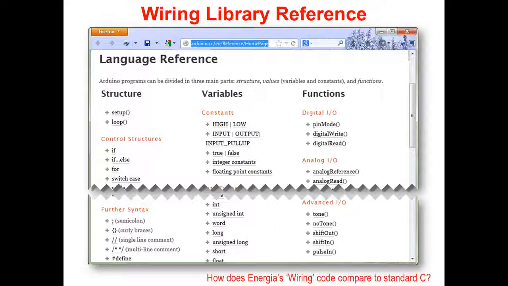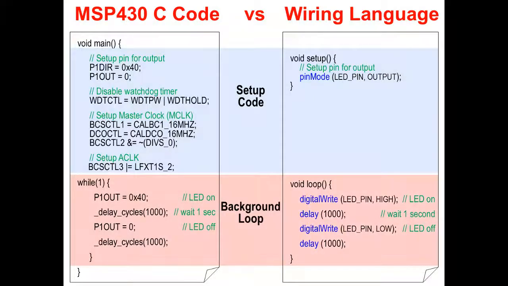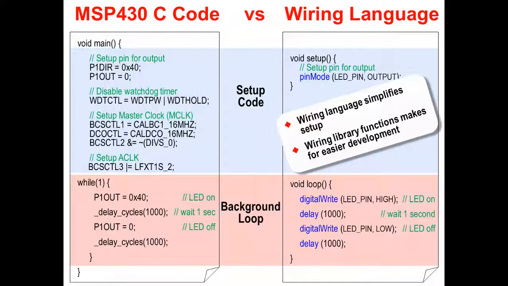So how does the Energia code compare to our original C code? If you had taken other chapters in the workshop, you would have seen the code over here on the left-hand side. There's our main function with the setup at the top, and down at the bottom is the background loop, the while loop. You can see there's a lot less code on the Energia side. A lot of things, like disabling the watchdog timer and setting up the clocking, are just handled for you automatically. And if you want to change those features, you can.